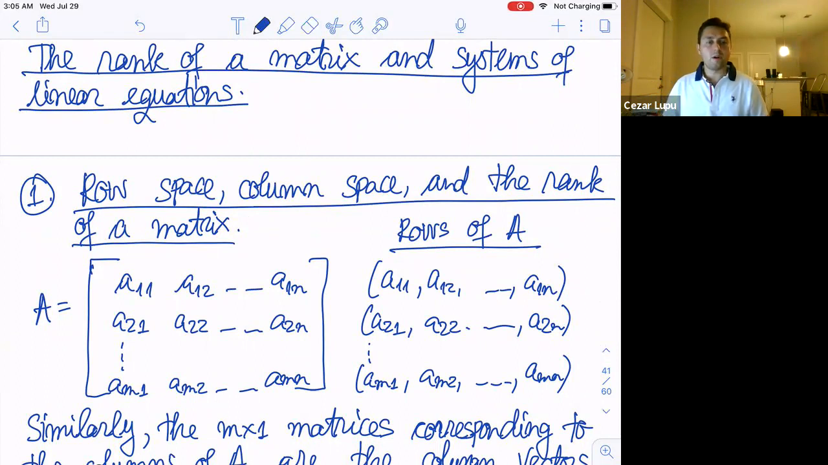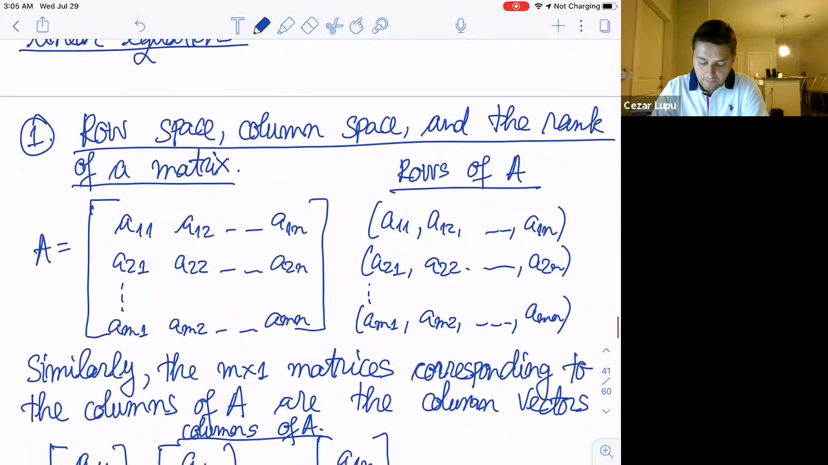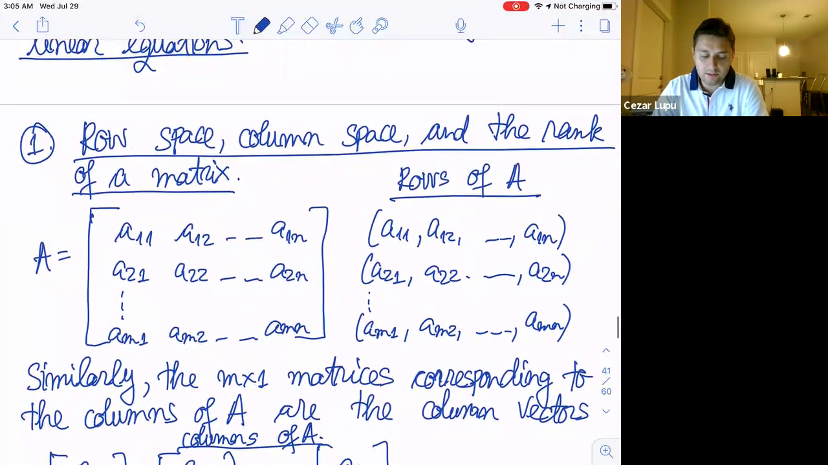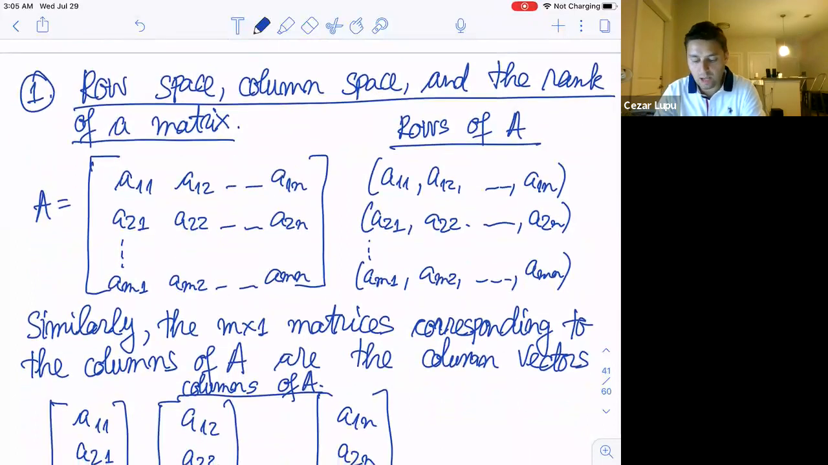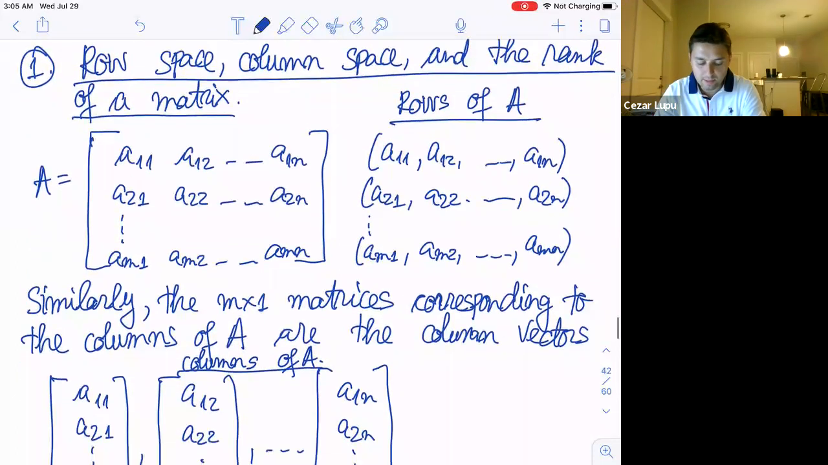The first thing I want to talk about is the row space, column space, and the rank of a matrix. And I want you to look at this. So if I write the matrix A as A11, A12, A1n, so I'm writing the usual entries for the m by n matrix, you can easily identify the rows and the columns of the matrix. The rows are A11, A12, A1n, and so on.